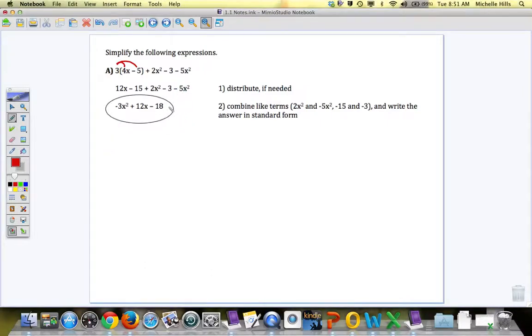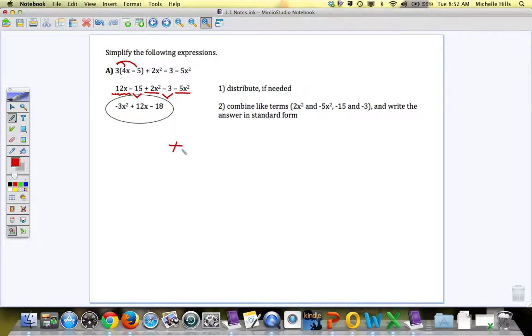Now, to combine like terms, they have to have exactly the same variable with exactly the same exponent. So this 2x squared and this minus 5x squared are like terms. They are both x squared terms. Standard form says the x squareds should go before the x, should go before the constant. So positive 2x squared minus 5x squared gave me my negative 3x squared. And then my positive 12x, there was just that and no other x term. And then my constants are negative 15 and then minus 3, if I'm going to put that in my calculator, to give negative 18, so I wrote minus 18.